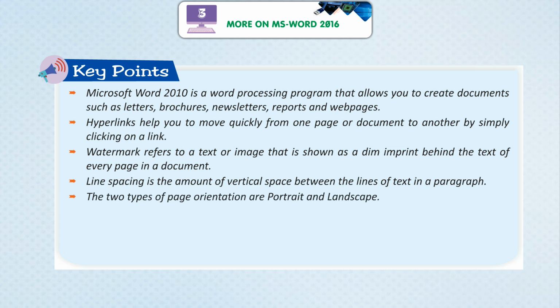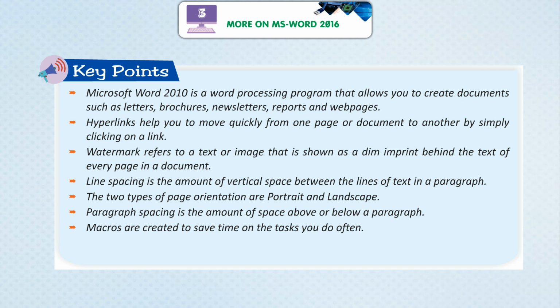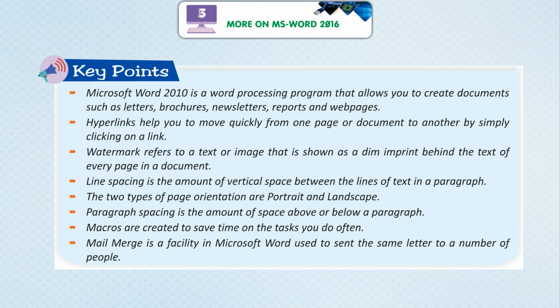The 2 types of page orientation are portrait and landscape. Paragraph spacing is the amount of space above or below a paragraph. Macros are created to save time on the tasks you do often. Mail merge is a facility in Microsoft Word used to send the same letter to a number of people.